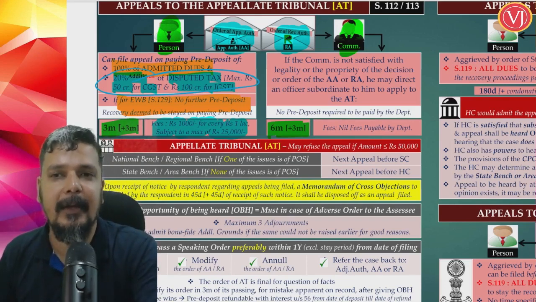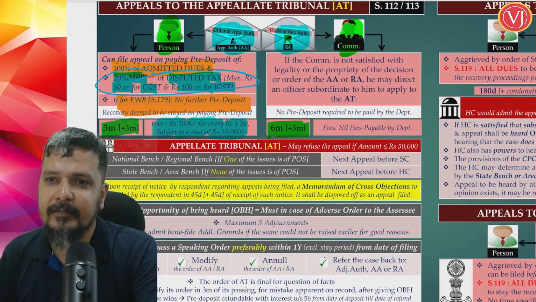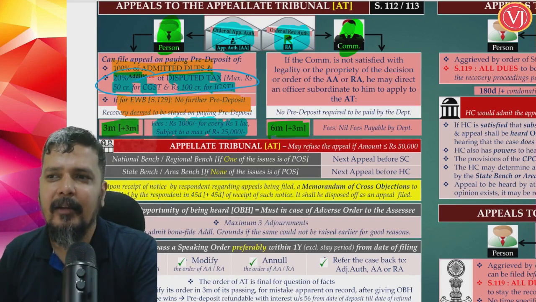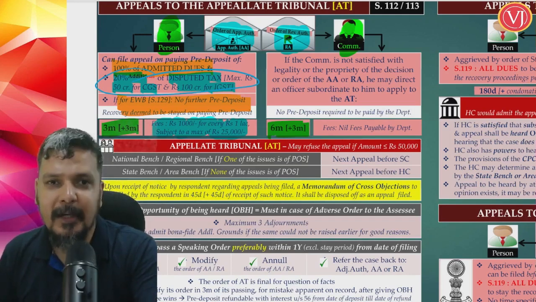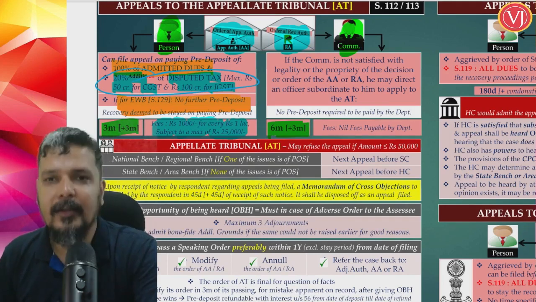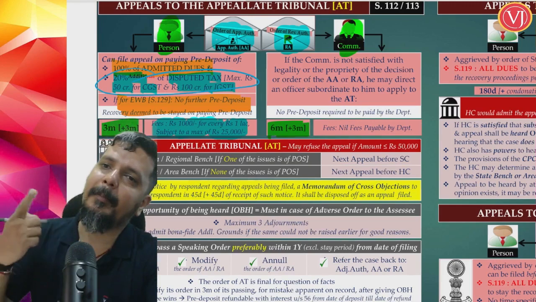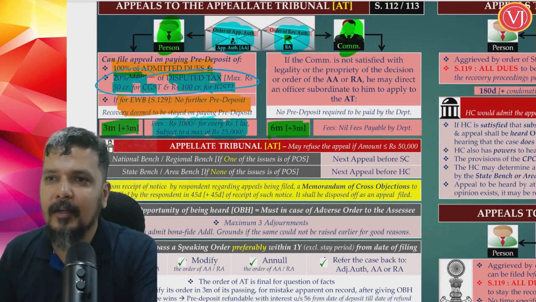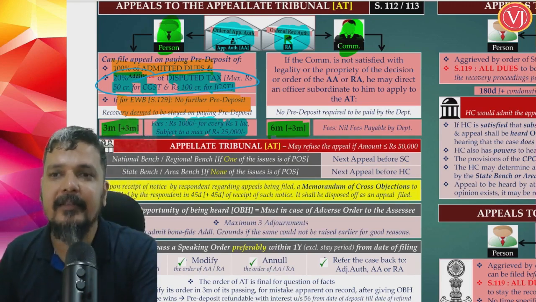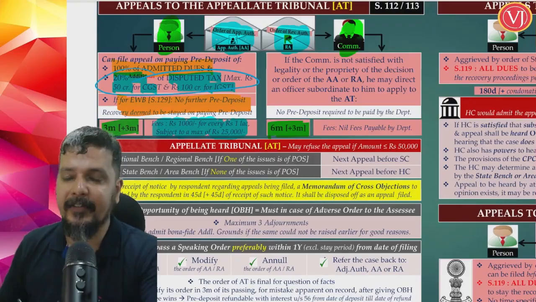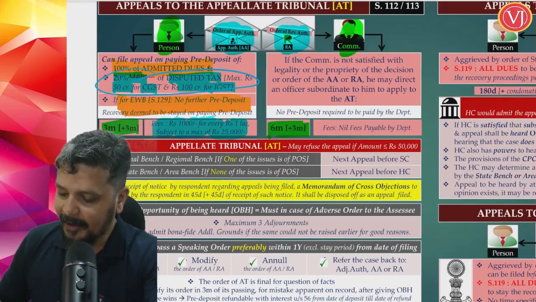So if there is a 50 lakhs demand, 1 lakh demand, 1000, 50 lakhs multiplied by 50. So 1000 multiplied by 50 is 50,000, but the maximum limit is 25,000. Maximum fees can be that. Do you have any fees to be paid at first appeals? No. Do you have fees to be paid at second appeals? Yes. So you don't have any fees concept in first appeals, but you have a fees concept in second appeals.